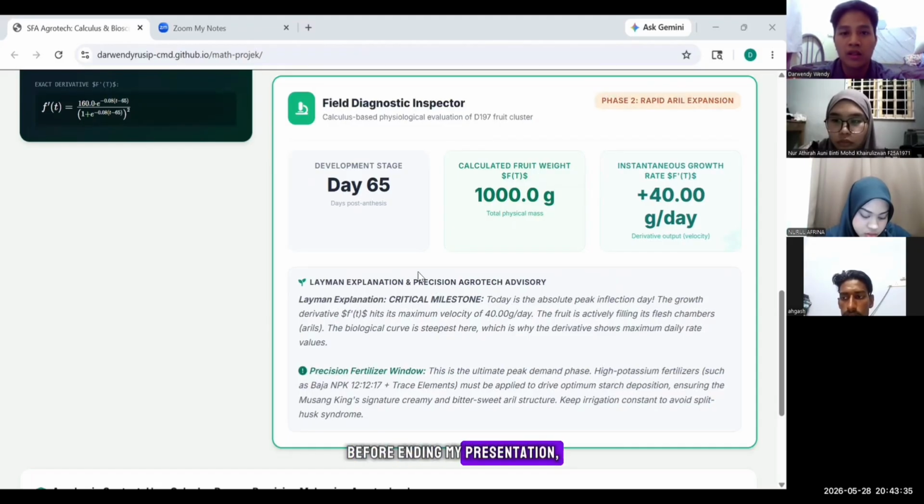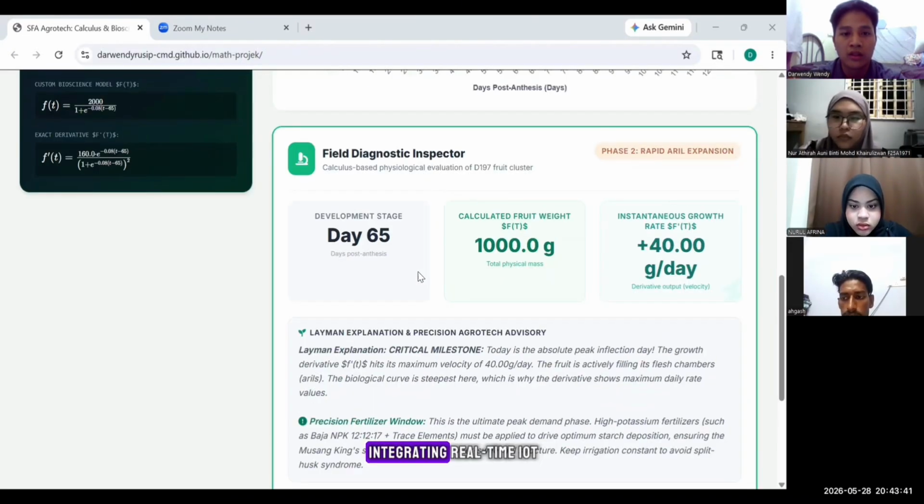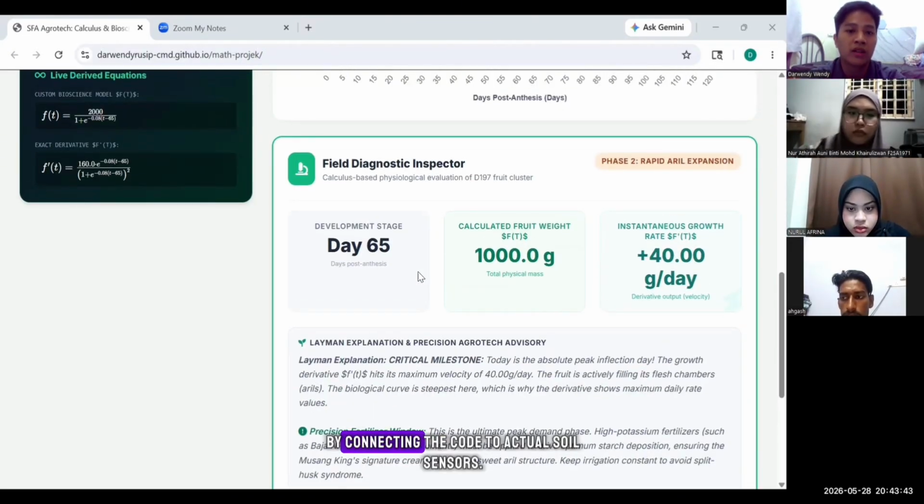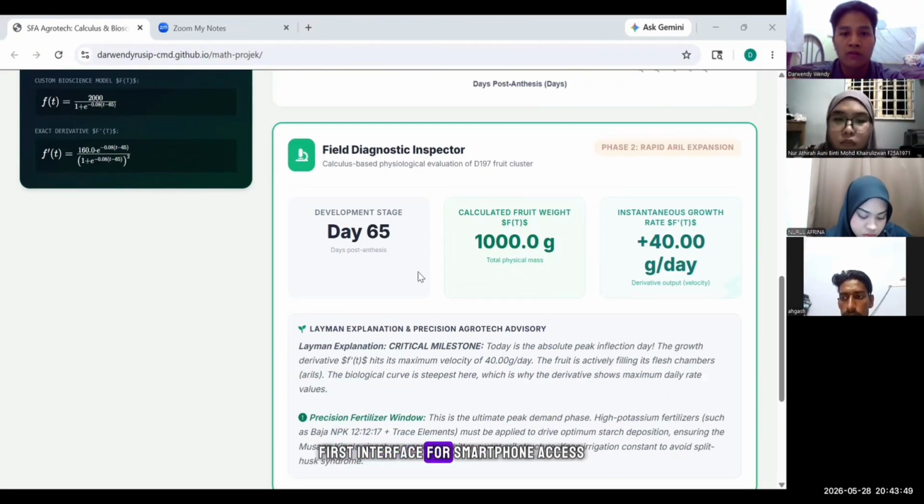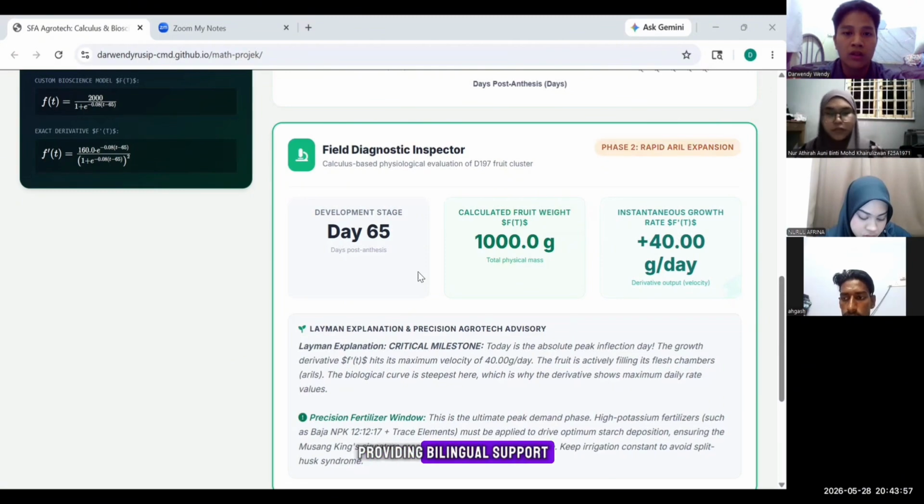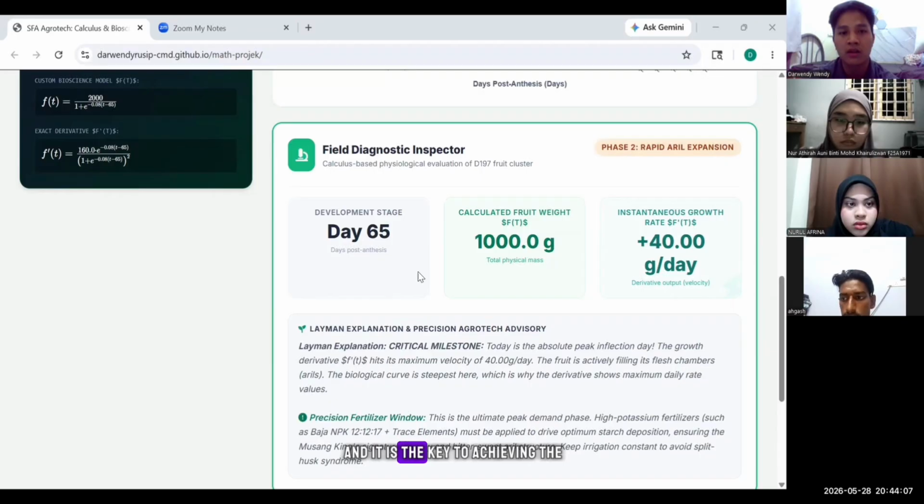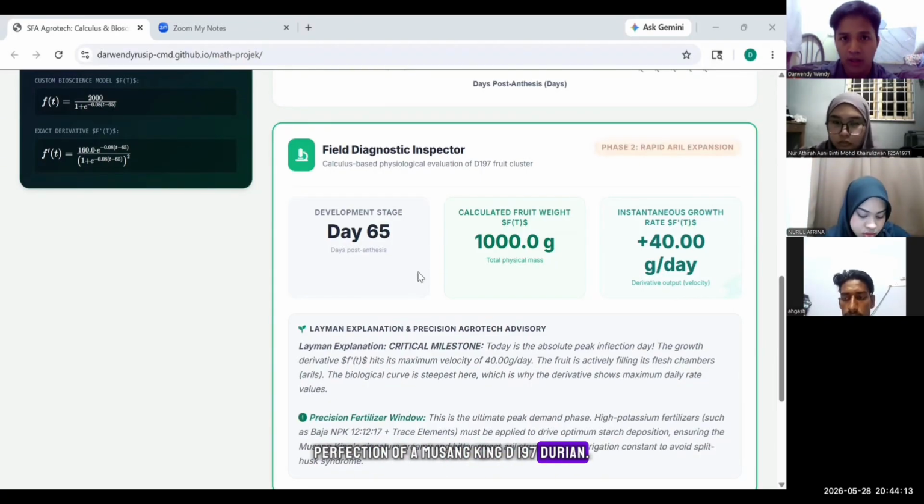Before ending my presentation, I suggest a few future improvements to our HTML tool: integrating real-time IoT by connecting the code to actual soil sensors, developing a mobile-first interface for smartphone access directly in the field, adding AI simulation to predict extreme weather conditions, and providing bilingual support to expand market accessibility. To close my presentation, I would like to quote a saying: Calculus is the language of nature, and it is the key to achieving the perfection of a Musang King D197 durian.